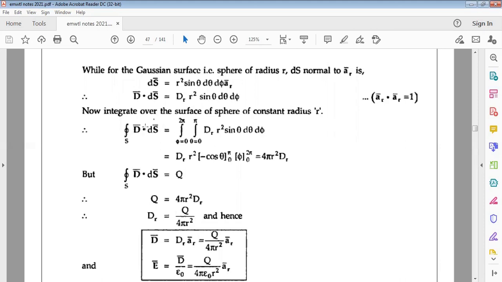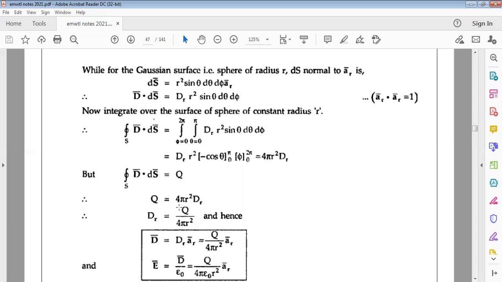Now take the integral on both sides, integral of D bar dot dS bar, and here also the integral with respect to theta and phi. The same way as previously, substituting pi and 0 in cos theta, and 2 pi and 0 in phi, we get 2 here and 2 pi here. So in total it is 4 pi, 4 pi r square into Dr. But D bar dot dS bar, according to Gauss law, is Q. So Q is equal to 4 pi r square into Dr.